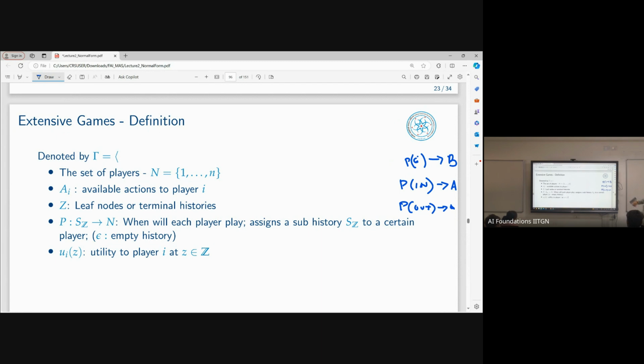And UI of Z denotes the utility to player I at each of these ends. Z is the terminal history, remember? So at the end, what is the utility that each of the players gets? That is denoted by UI of Z.